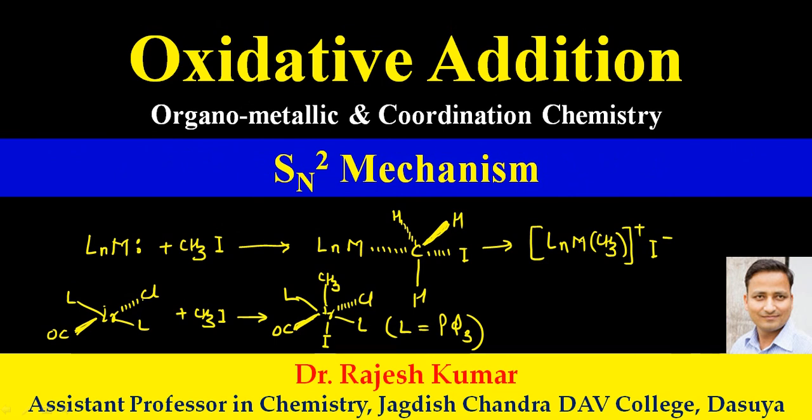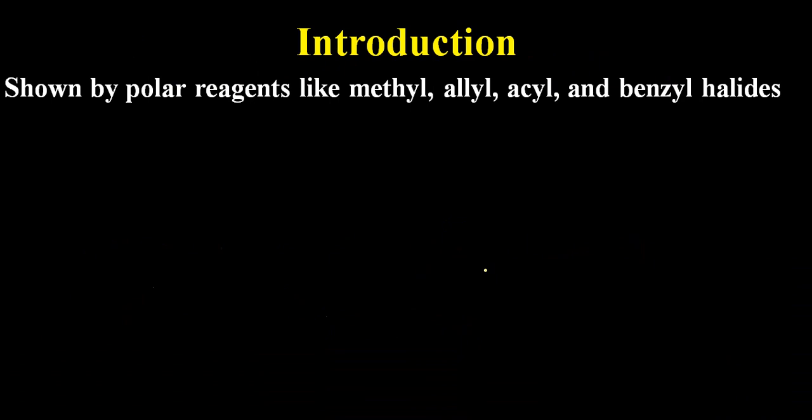Hello students, in today's video lecture we are going to discuss the SN2 mechanism for the oxidative addition of some adding molecules into some organometallic or coordination compounds. We can compare this SN2 mechanism with the mechanism you have studied in organic chemistry in the case of alkyl halides. There you have studied SN1 and SN2 mechanisms. So it is almost similar to that SN2 mechanism. Now what are the basic features of this type of mechanism?